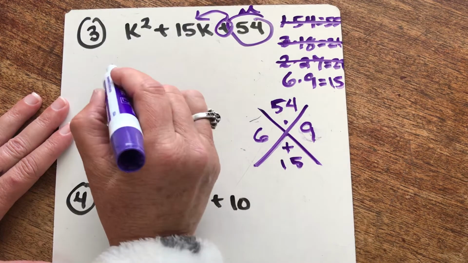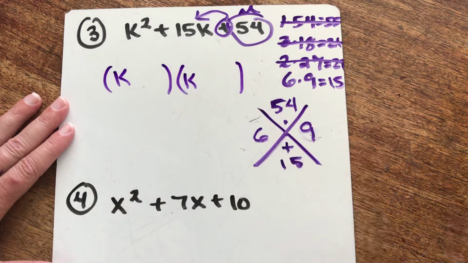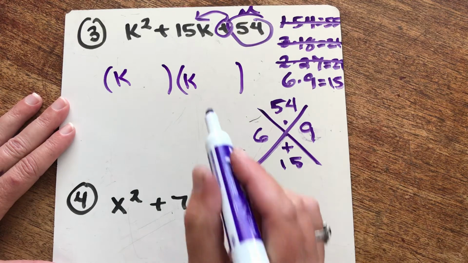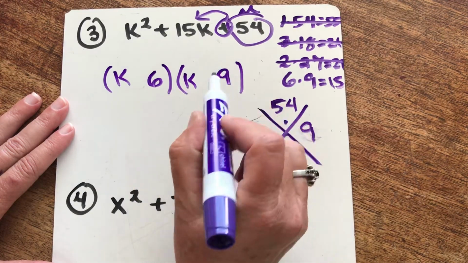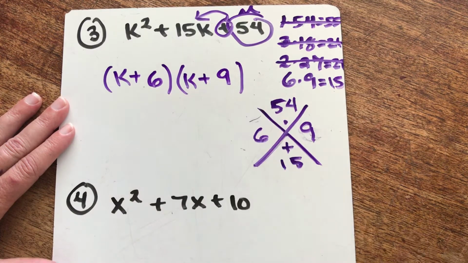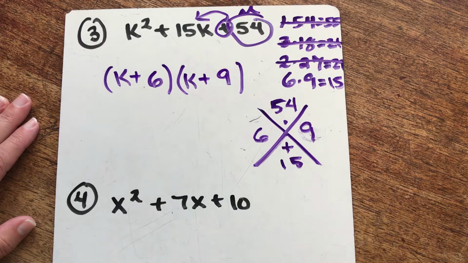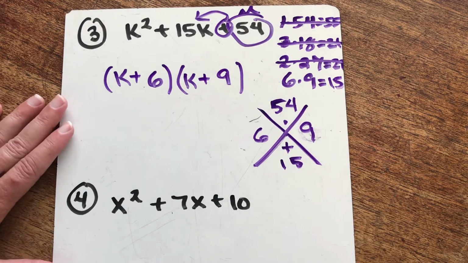Okay, let's keep going. So let's set up our parentheses. We know that k times k gives me the k squared in the front. 6 and 9, or 9 and 6, doesn't matter the order. And they're both going to be positive. When you only see positives in the original trinomial, it's definitely going to be positives in your factors.